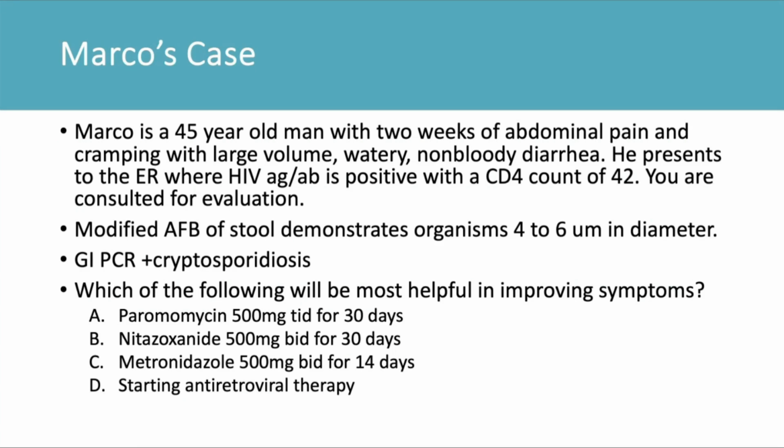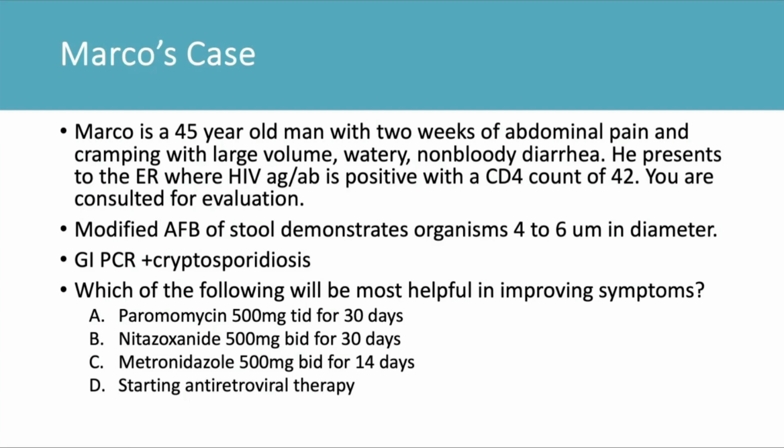Marco is a 45-year-old man with 2 weeks of abdominal pain and cramping with large volume, watery, non-bloody diarrhea. He presents to the ER where HIV antigen antibody is positive with a CD4 count of 42. You were consulted for evaluation.